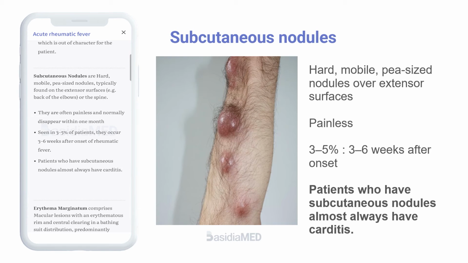Subcutaneous nodules are hard, mobile, pea-sized nodules, typically found on the extensor surfaces, for example back of the elbows or the spine. They are often painless and normally disappear within 1 month. Seen in 3 to 5% of patients, they occur 3 to 6 weeks after onset of rheumatic fever. Patients who have subcutaneous nodules almost always have carditis.